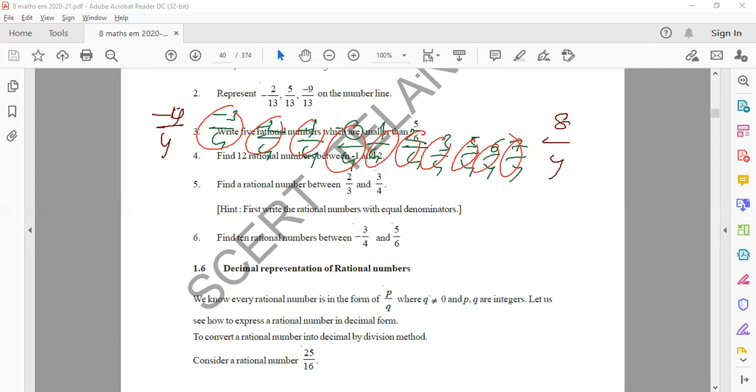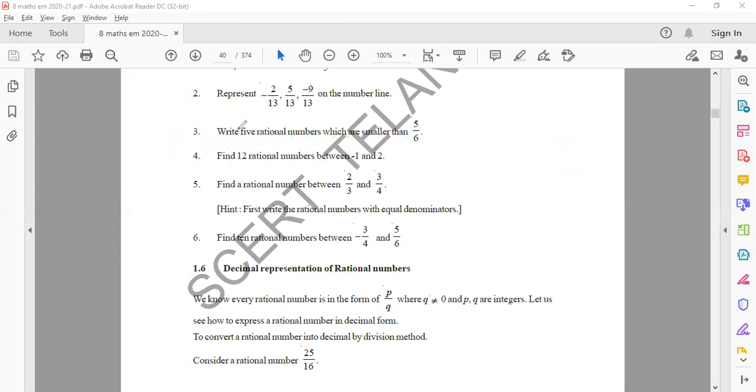You can multiply with 5 now. Because you want 12, you can take 5. Take the number minus 1 by 1 and 2 by 1; multiply the numerator and denominator with 5. Minus 5 by 5 and 10 by 5. Now you start writing the numbers we may get: minus 1 by 5, 0 by 5, 1 by 5, 2 by 5, 3 by 5, 4 by 5, 6 by 5, 7 by 5, 8 by 5.